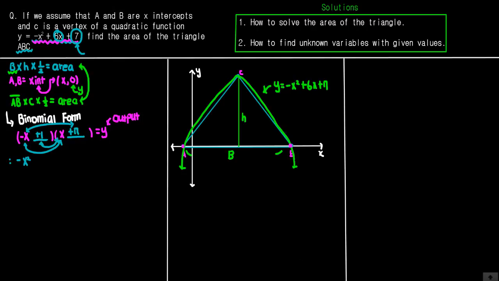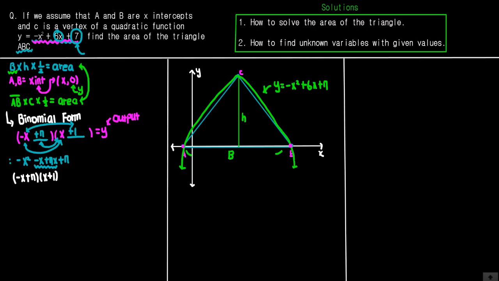Now we can actually prove it. Negative x, sorry, we need to convert this here. Negative x times 1 is negative x. And positive 7 times x is positive 7x. 7 times 1 is positive 7. And these terms add up to 6x, which exactly satisfies our original function. So if you write it down again: negative x plus 7, times x plus 1.